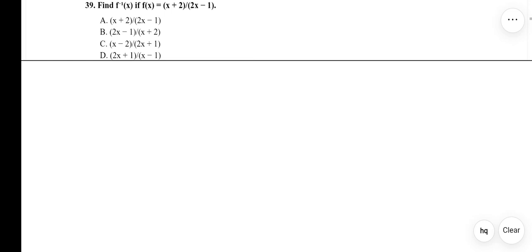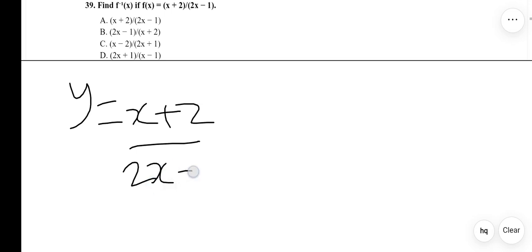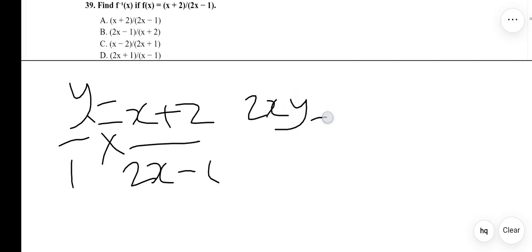So we know our y, which is the same as f of x, is s plus 2 all over 2x minus 1. So we are making x the subject of the formula. Y is the same as y all over 1, so we must cross multiply. So let me just simplify it at once. So this y times 2x will give me 2xy, and this y times 1 will give me y. It's equal to this 1 times s will give me x, then 1 times 2 will give me 2.